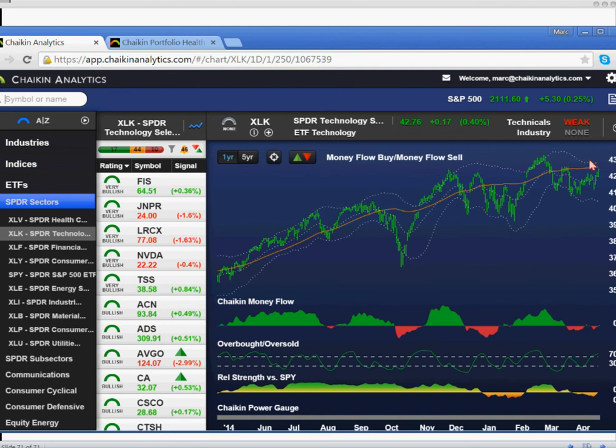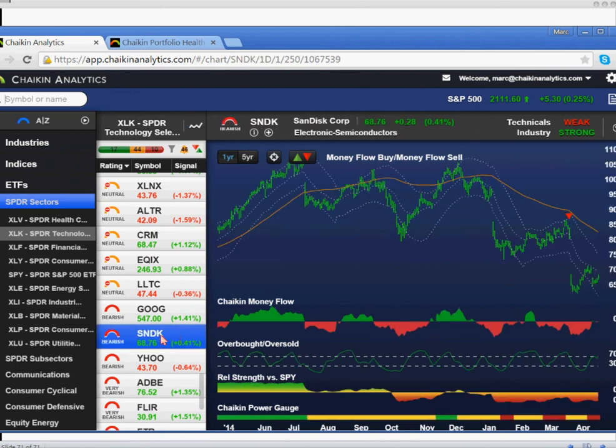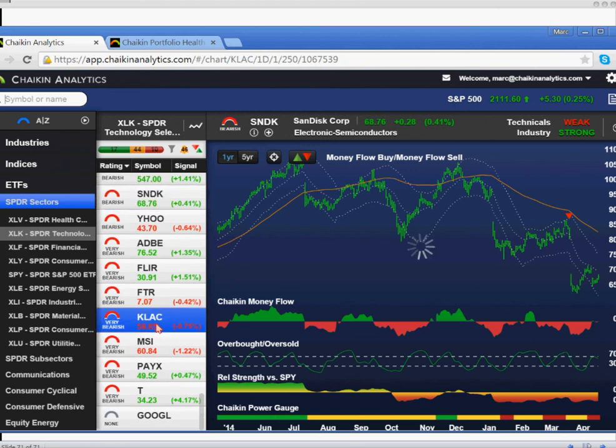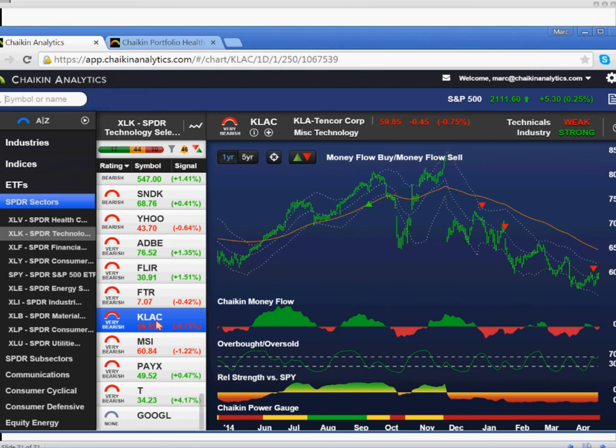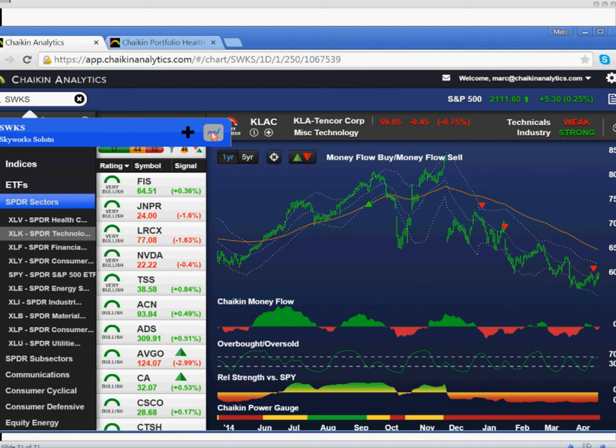So Apple is sort of a harbinger of that. And you've got Skyworks and NXPI that we looked at that are suggesting that the tech sector may go the way of SanDisk and KLAC rather than the way of Skyworks or NXPI. So for the first time in a long time, I'm not wildly excited about Apple.